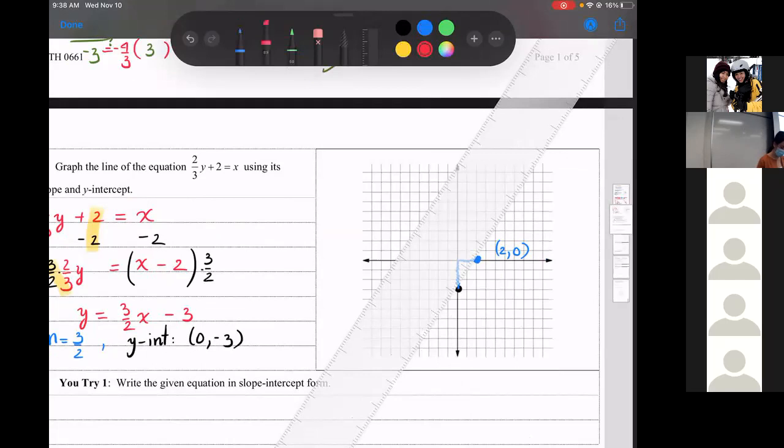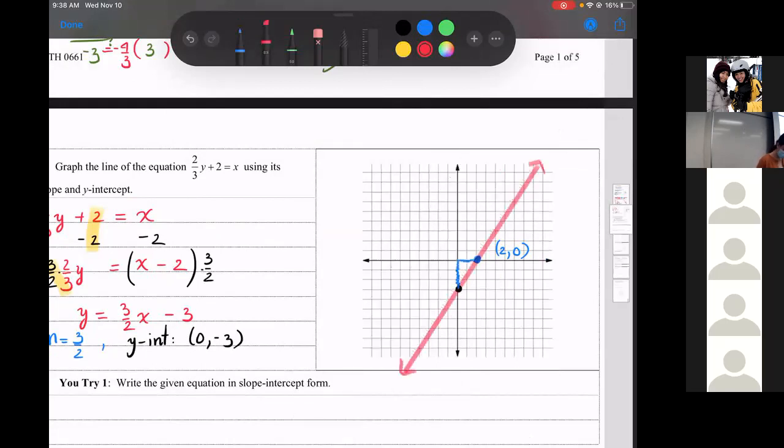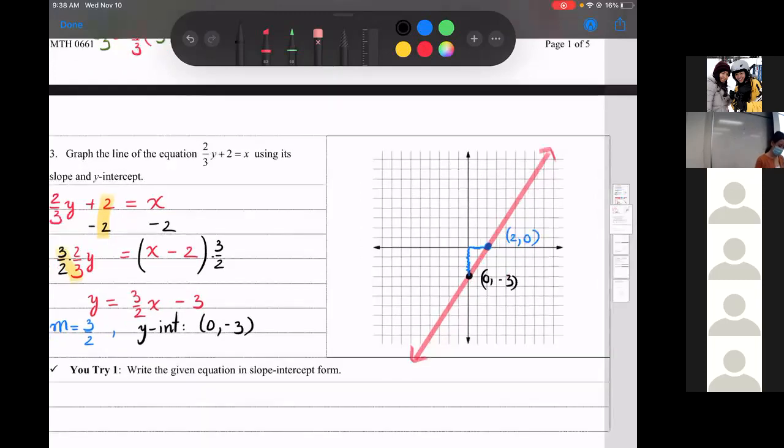The first thing you plot. You gotta go up 3 and then over 2. And then you can check. Do you remember how you check? Yeah. Pick the point on the line.